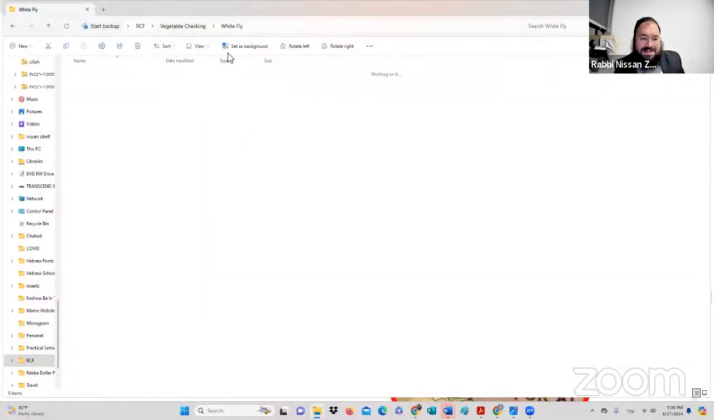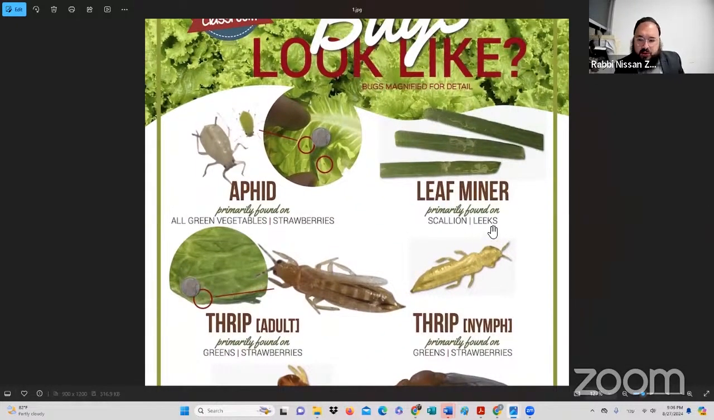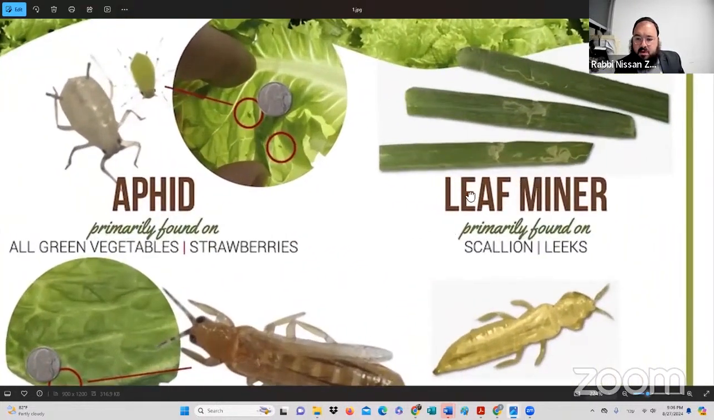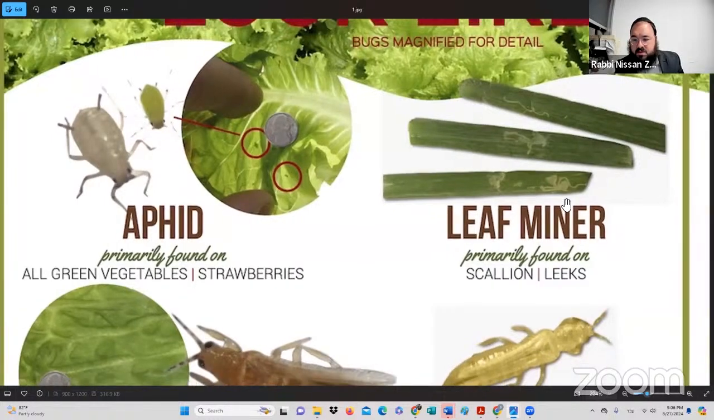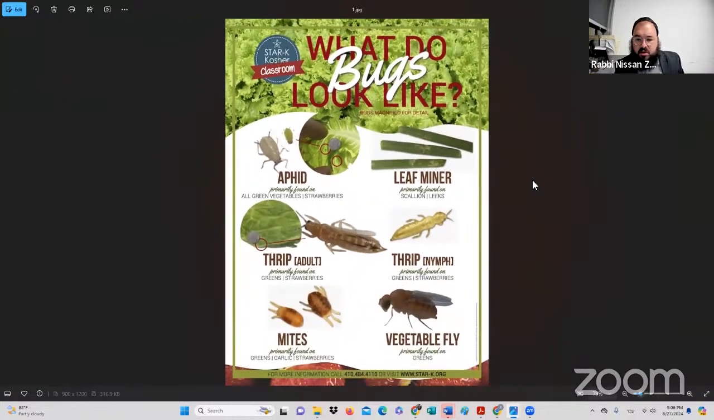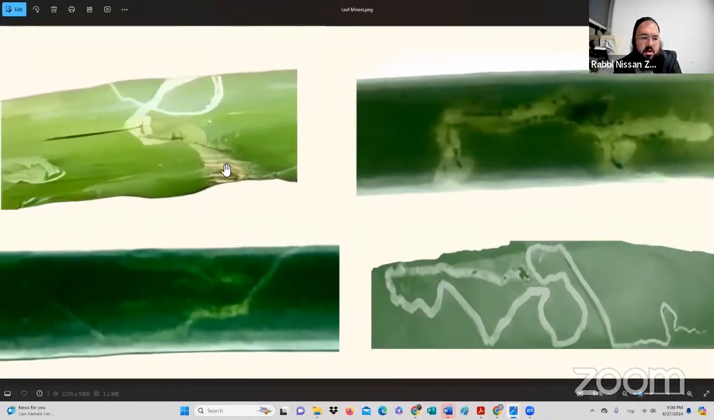The next one which we'll cover is called a leaf miner. Leaf miner is basically, again on the general sheet, primarily found in scallions and leeks, as well as celery at times. It's a type of bug which starts to dig itself through the leaf and eats through the leaf. And as it eats through the leaf, it leaves this type of tunnel, and ultimately it does leave the produce, but sometimes it doesn't leave it and it's still eating through it. So if you see it, it's just better to cut that part away and discard it, and not have to deal with it. Here are some other pictures of how it could look.